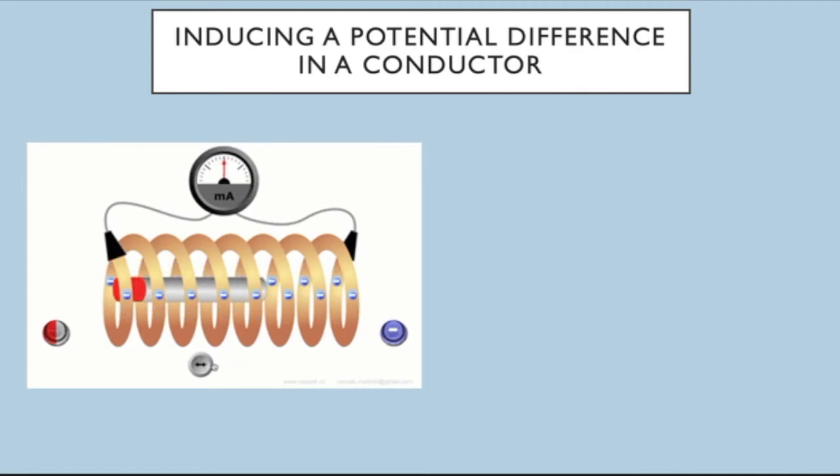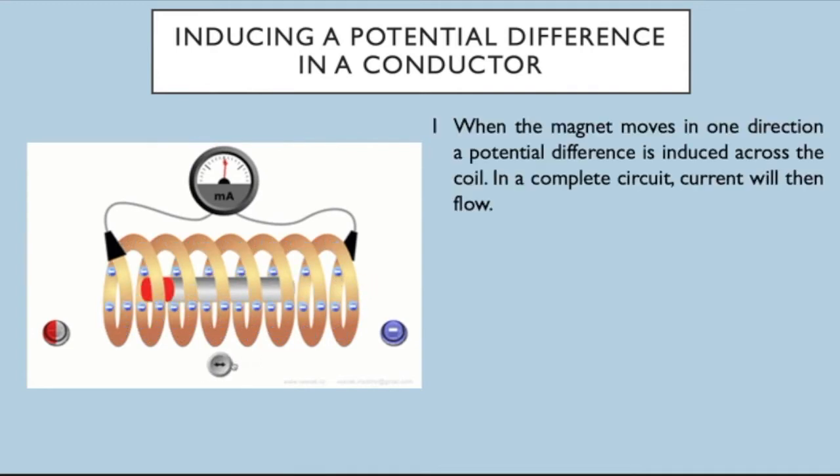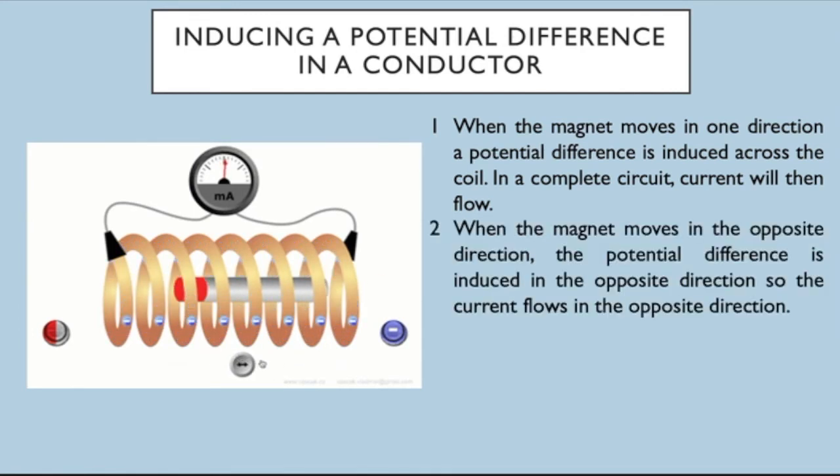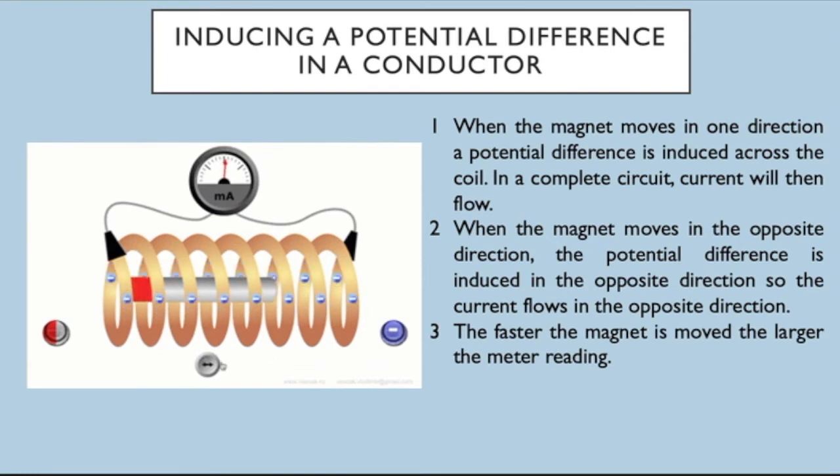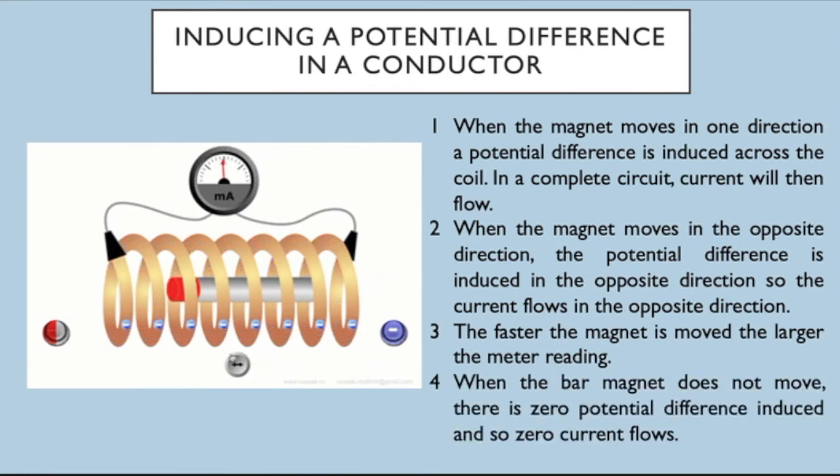So let's have a look at what's going on then. You might get asked a question something like, how do you make an electric current flow in a conductor? When the magnet moves in one direction, a potential difference is induced across the coil. In a complete circuit, current will then flow. When the magnet moves in the opposite direction, the potential difference is induced in the opposite direction, so the current flows in the opposite direction. The faster the magnet is moved, the larger the meter reading. When the bar magnet does not move, there is zero potential difference induced, and so zero current flows.